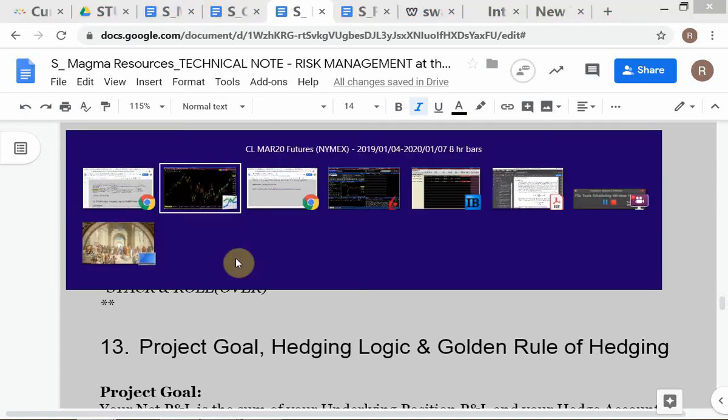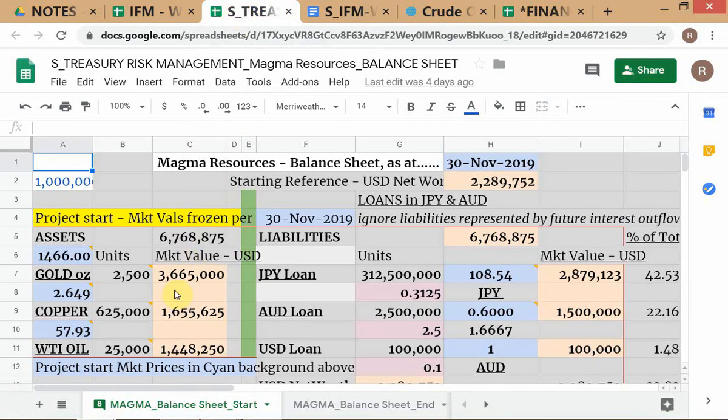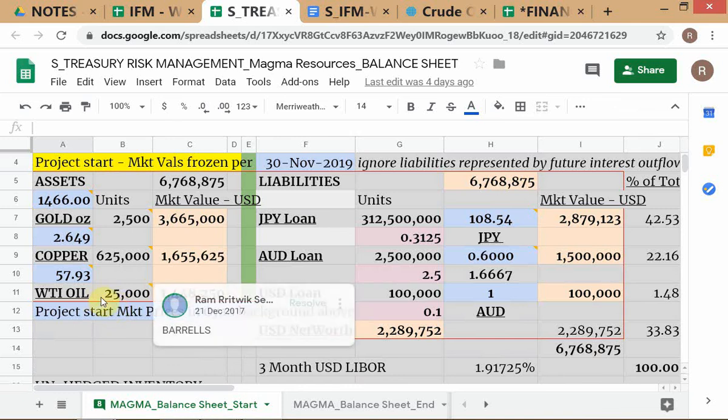So if you go to the balance sheet, let's say we are looking at hedging the oil position. Our underlying position is long 25 contracts, essentially 25,000 barrels. So it's automatic in the sense that you don't have free rein on it. But at the same time, there is some element of choice, I'll write the explanation later, but first understand what the situation is. Remember that your total position, what is the golden rule of hedging?